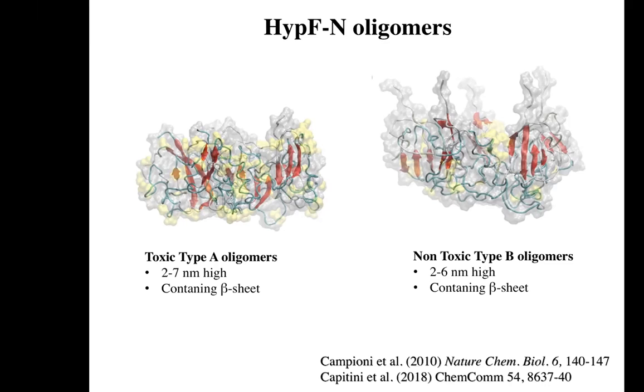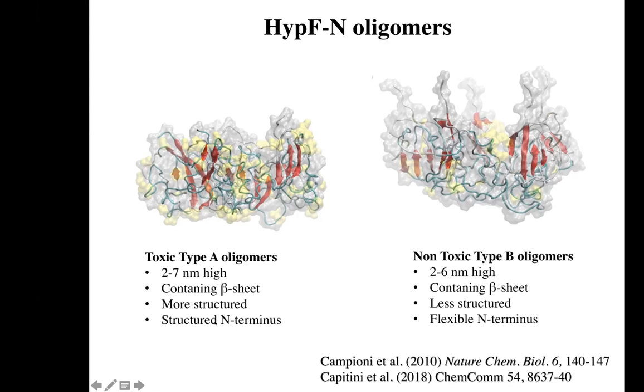First, they are similar in many respects. They have a similar height in AFM, so a similar size, and they have a similar content of beta sheet structure. However, the toxic oligomers are more structured. They have a structured N-terminus, and you can see the non-toxic oligomers are less structured and they have a flexible N-terminus. And most importantly, due to this rigid architecture, the toxic oligomers expose hydrophobic residues on their surface. This is very clear using all the techniques that we have used so far. And we have buried hydrophobic residues in the non-toxic type B oligomers. So we have a different exposure of hydrophobic residues, which appear to be more exposed in toxic oligomers rather than non-toxic.